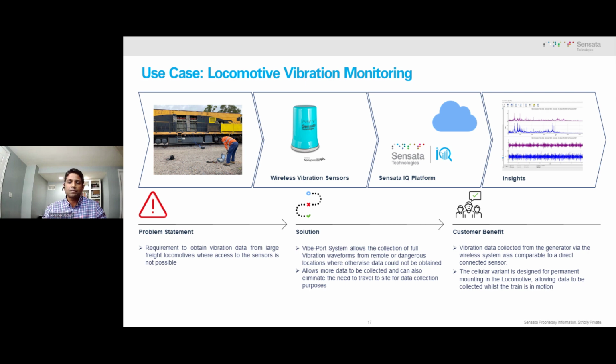operating equipment. We installed both wireless and wired vibration monitoring systems that allowed collection of full vibration waveform data from remote and dangerous locations where otherwise the data could not have been collected, which allowed more data to be collected and reduced the time to travel to the site for data collection purposes. We designed a special 50 kilohertz data acquisition system with real-time wireless transfer and also intelligent signal buffering. Our sensors were able to transmit the data using cellular signal and provide more information about the locomotives. And that's how we helped the customers avoid additional downtime.